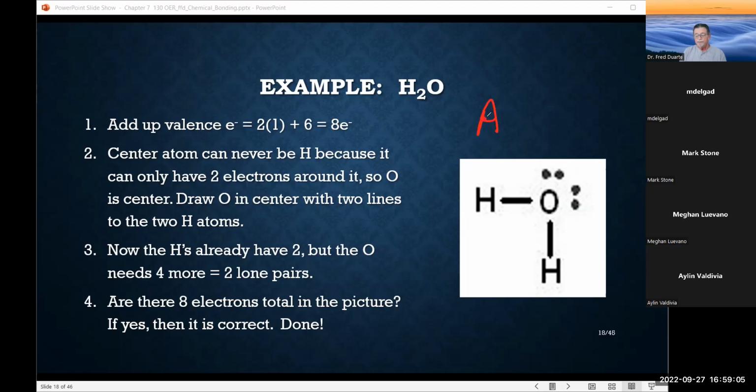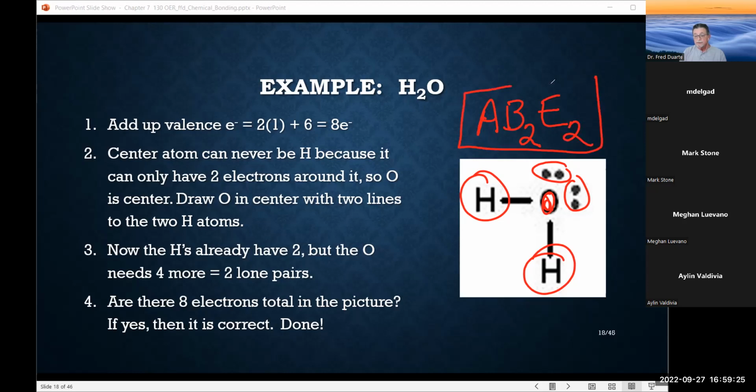We got A, which is always there, and then we got B subscript 2, because there are 2 atoms bonded to the central atom. Then in this case, we got E's, because those are lone pairs on the central atom, which is oxygen. So we got E2. That, ladies and gentlemen, is our general formula that we determined from the valence electrons. Now, what do we do with that bit of information?